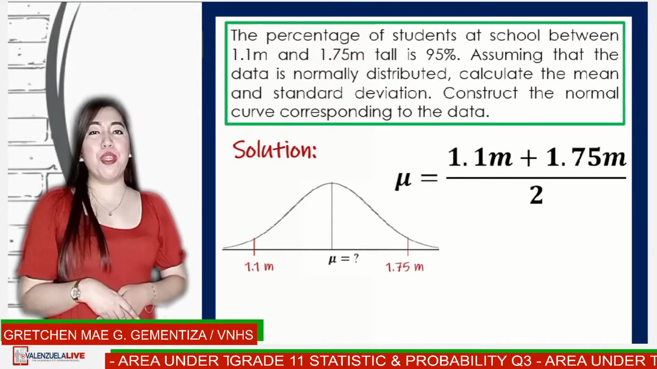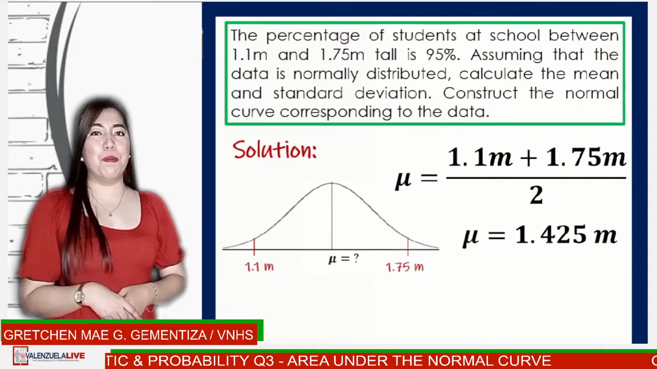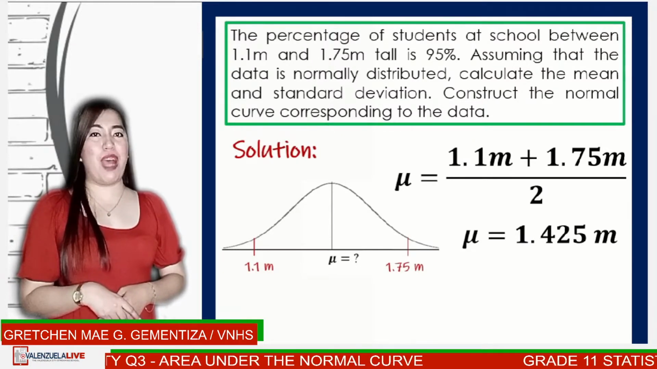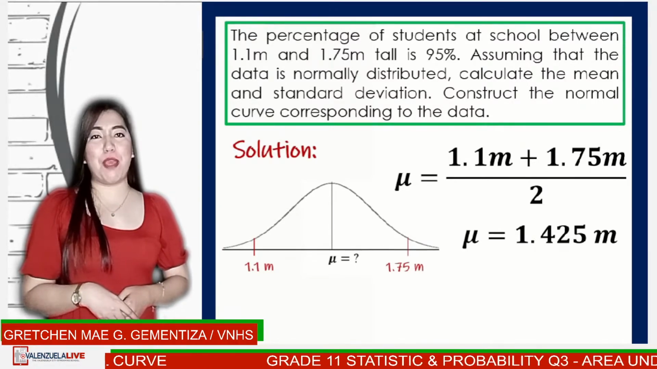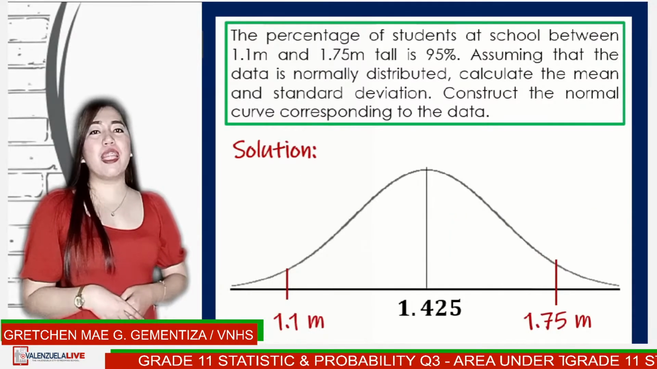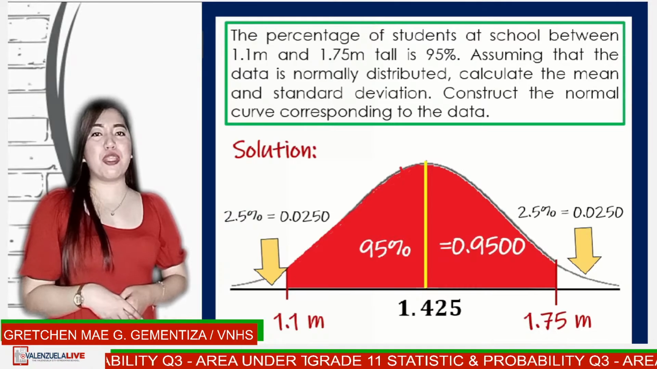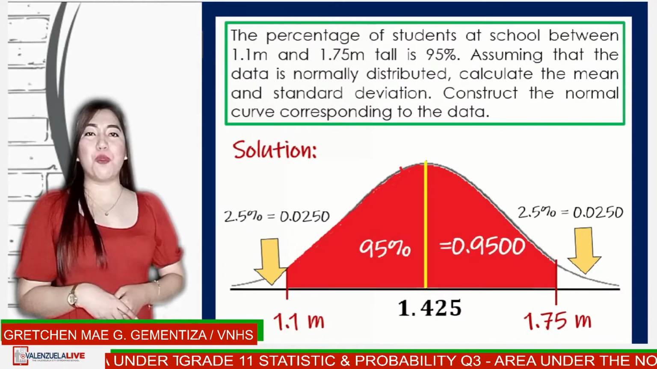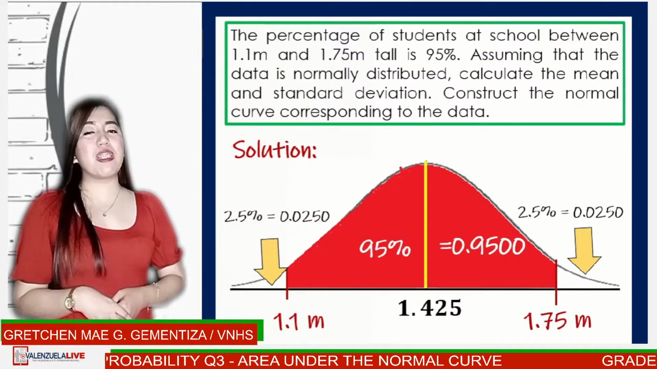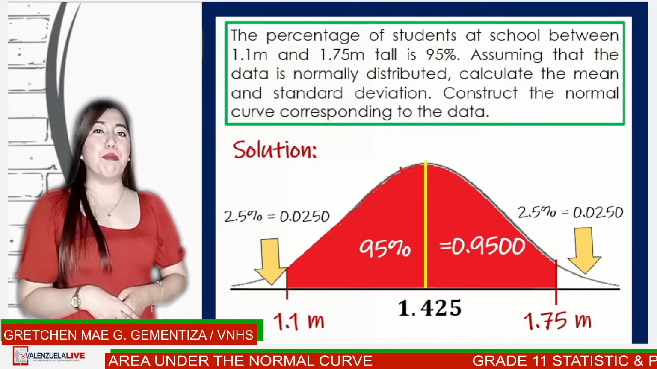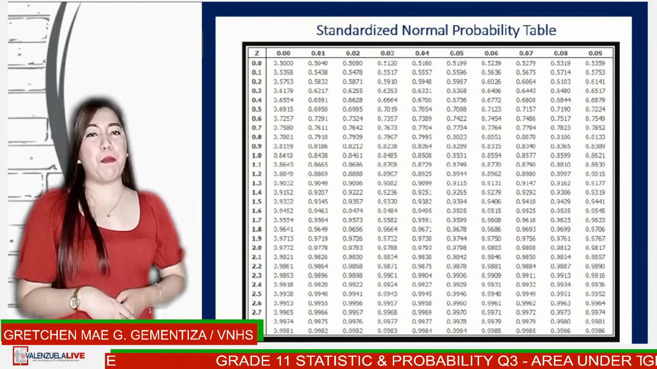So, 1.1 meter plus 1.75 meter is 2.85 meters divided by 2. The mean is at 1.425. Next is to identify the z-score of the given percentage, which is 95%. But since the normal distribution is symmetrical, with total probability of 1, it implies that the area of the unshaded part for both left and right tails is 2.5%. Therefore, the area of x-score less than 1.75 meter is 97.5%.